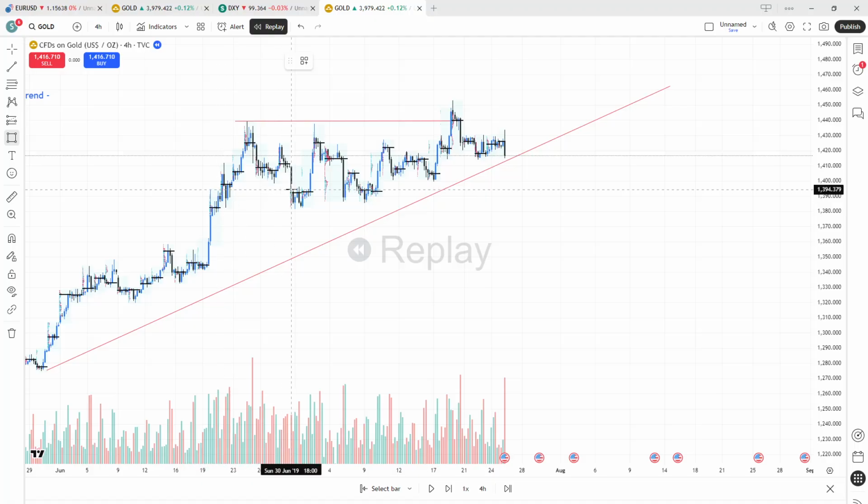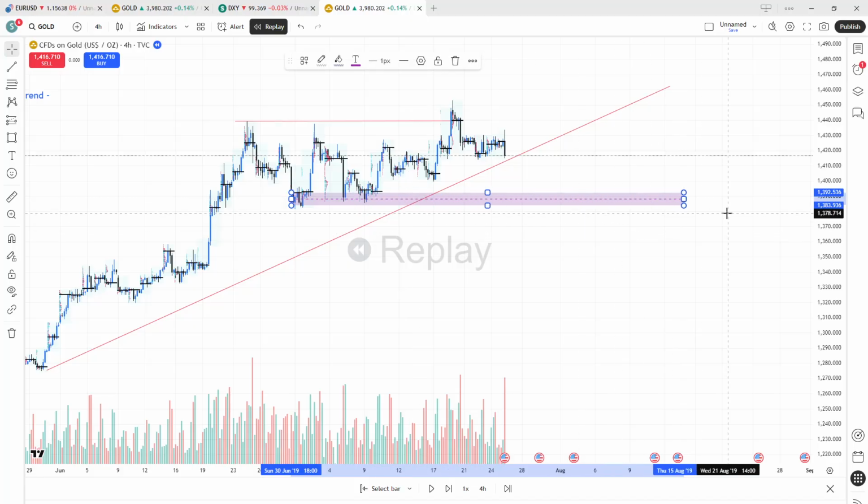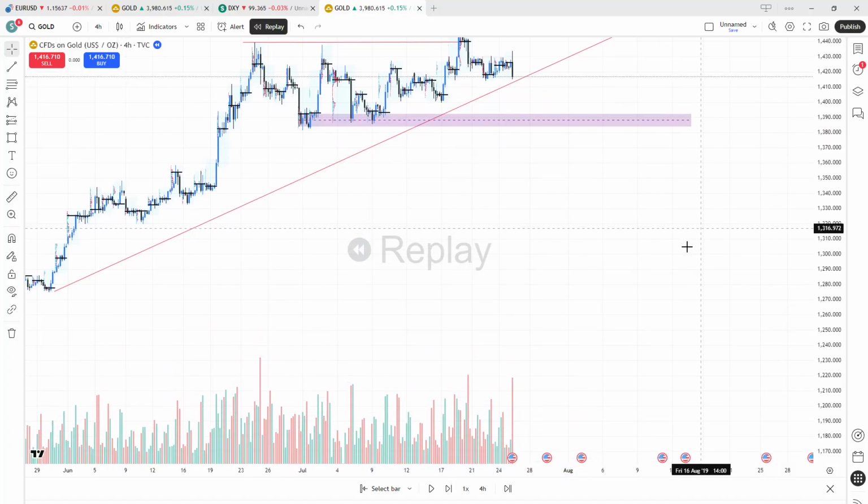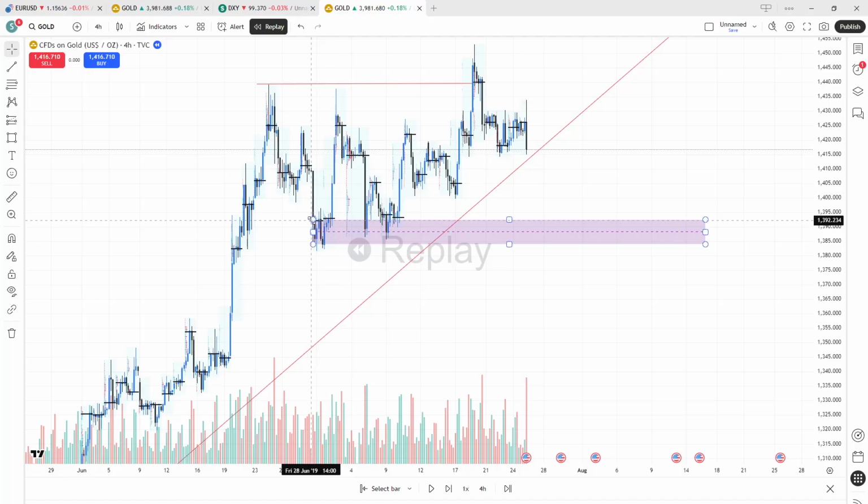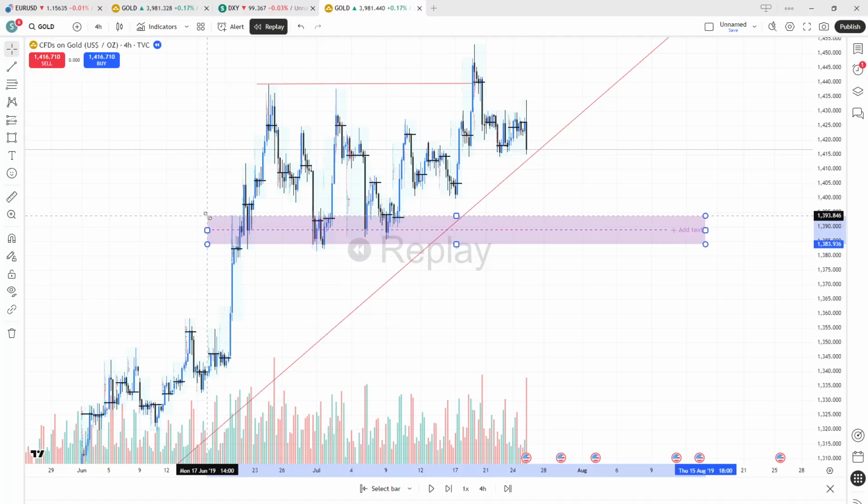So we see right here, this is pretty much a good support and resistance area where price has come and tested this area a couple of times, right? Well, it's interesting that price didn't do too much movement, right?